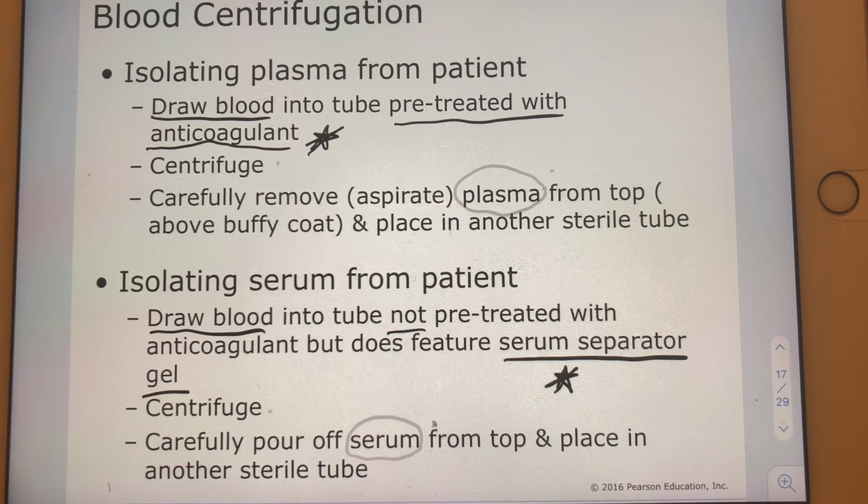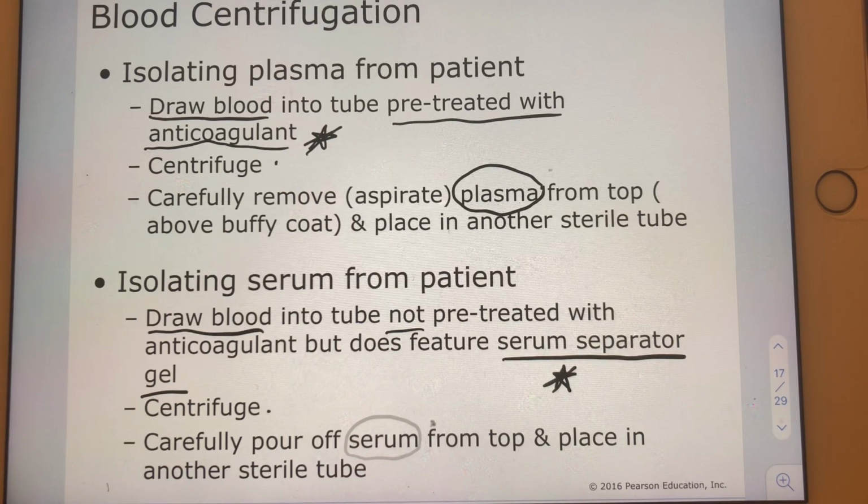In either case, after we've drawn blood into this pre-treated test tube, we're going to centrifuge that test tube. And then we're going to carefully either pour off or pipette off the fluid from the top. The fluid above the buffy coat in the case of the plasma draw will be plasma. The fluid at the top of the test tube in the case of a serum draw will be serum.